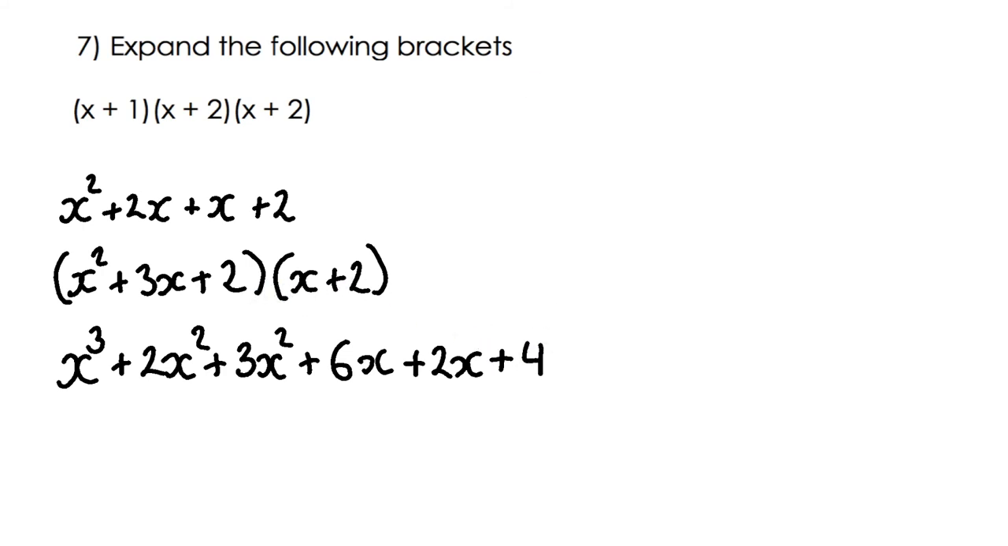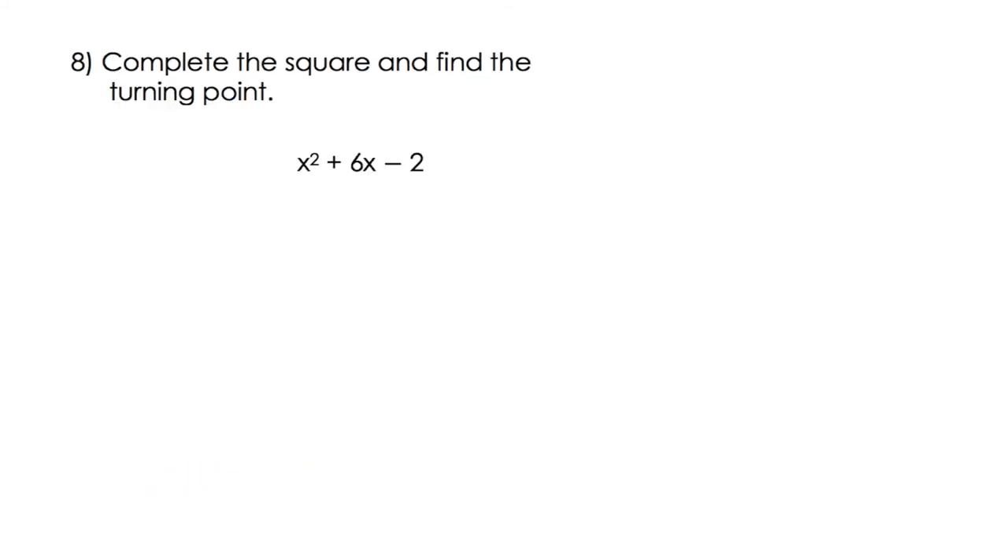I'm then going to simplify it further by collecting like-for-like terms. So we have x cubed plus 5x squared plus 8x plus 4. And that's our final answer. Question 8. Complete the square and find the turning point. X squared plus 6x minus 2.